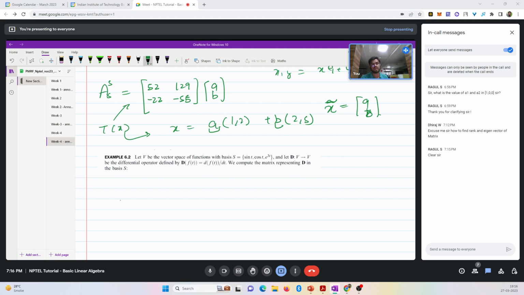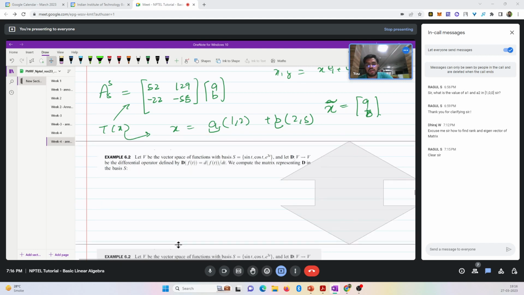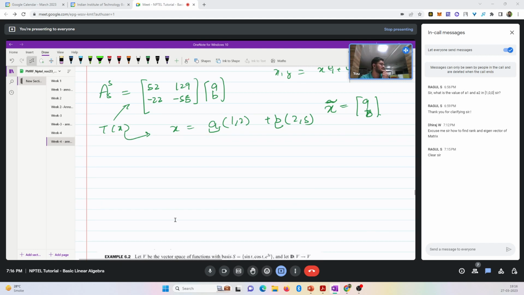See, rank and eigenvector are two different topics. So eigenvector, I can give you the formula right now, but I'll be discussing it next week. Okay, these tutorials are 1 week behind the lecture series.